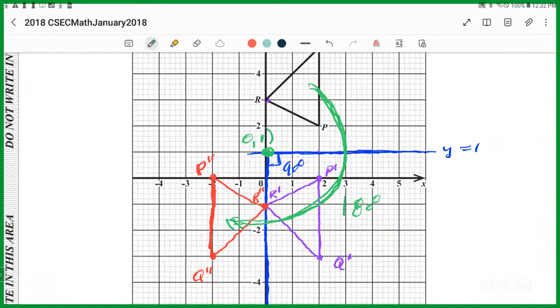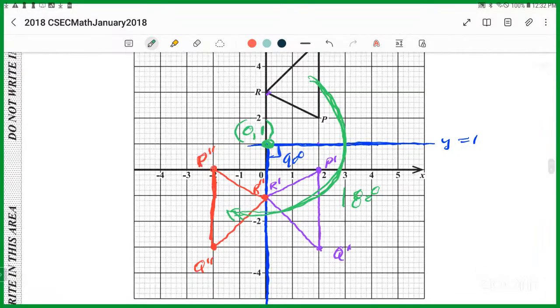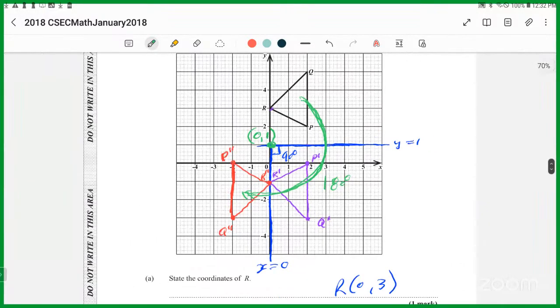So I tell you, you can know the answer for a question before you even do it. You should know that already. So it's a clockwise rotation, 180 degrees about the point 0, 1. I take it from the first triangle to the last triangle. If you ask for a single transformation, that's what they ask us for.